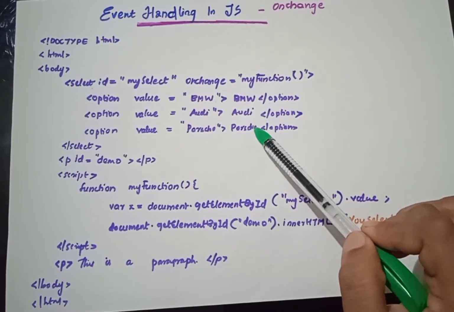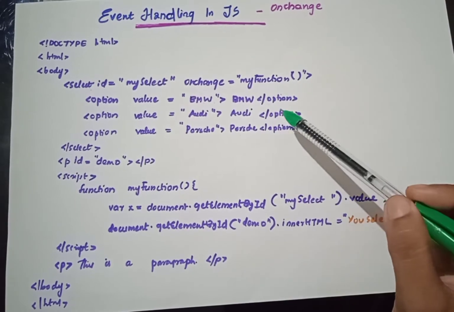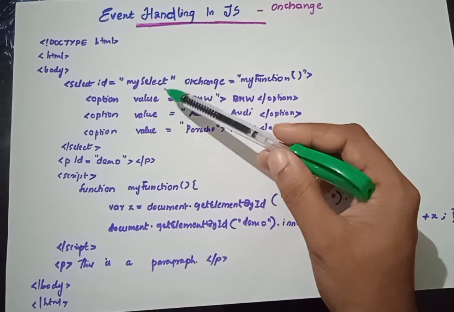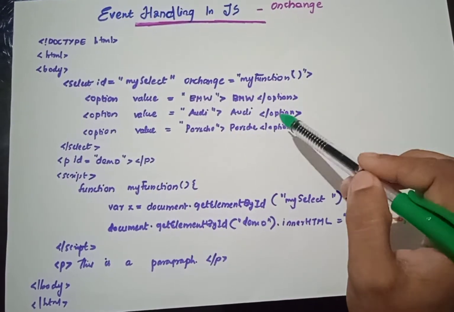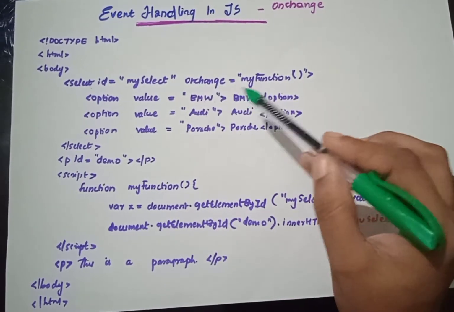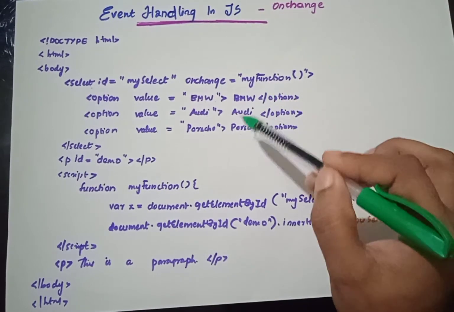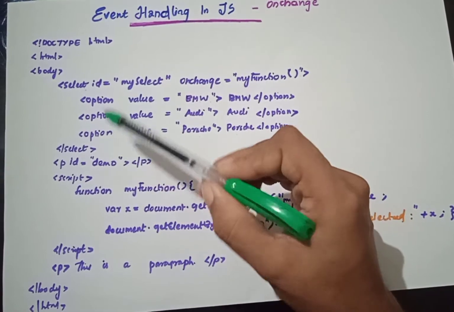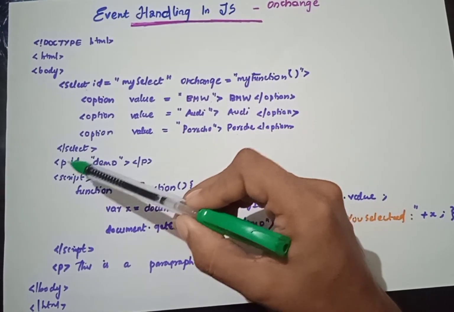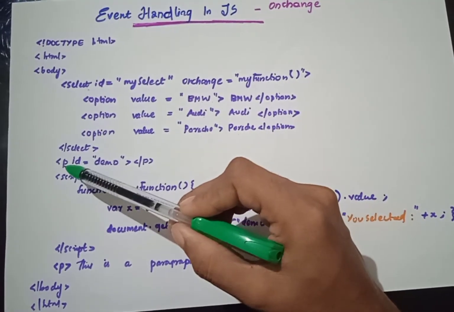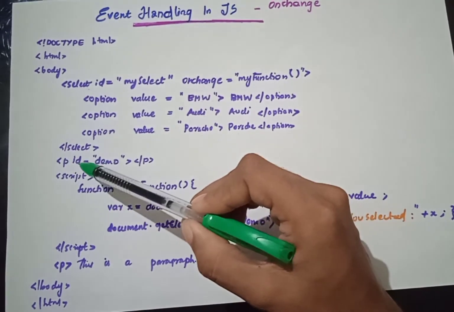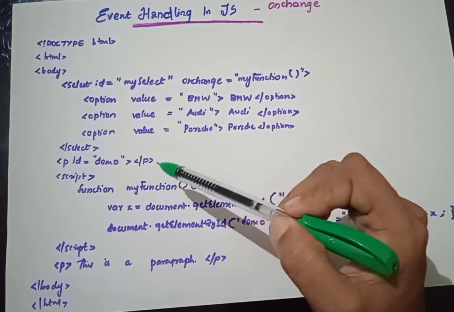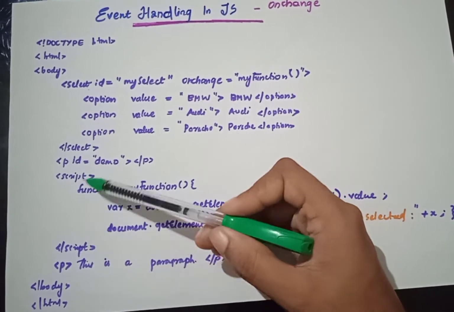So here we have the three different options for our drop down list, and we close the select tag since we have to include only these three items. That will enable the user to select one out of these. Next one is the paragraph tag, which we have given an id of demo, and we close that. Then we are moving to the script tag.